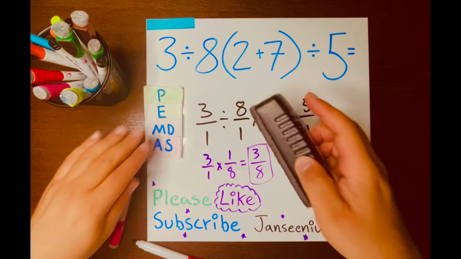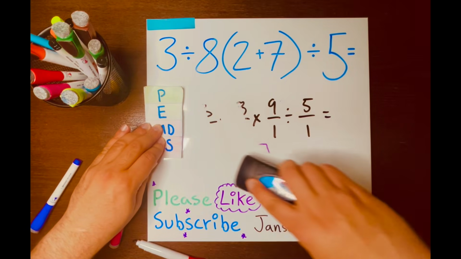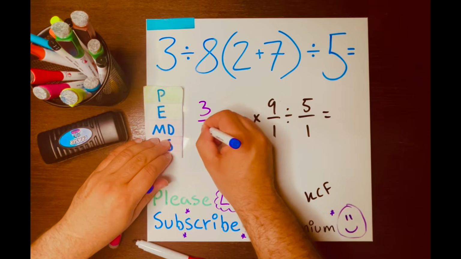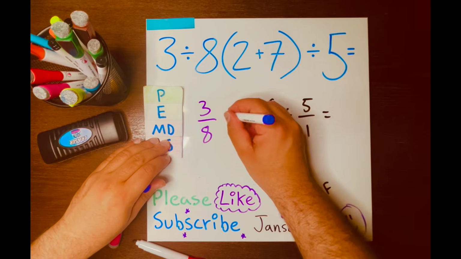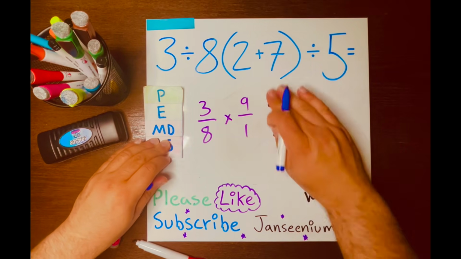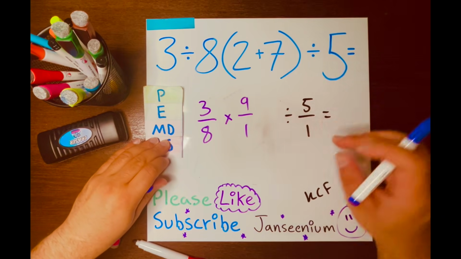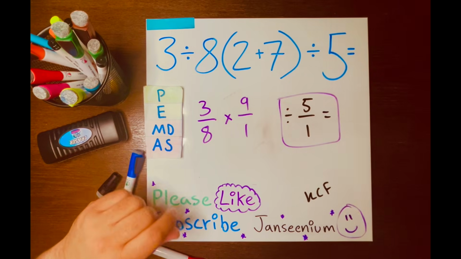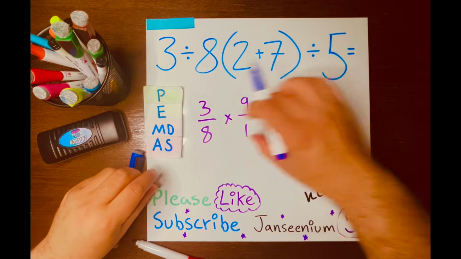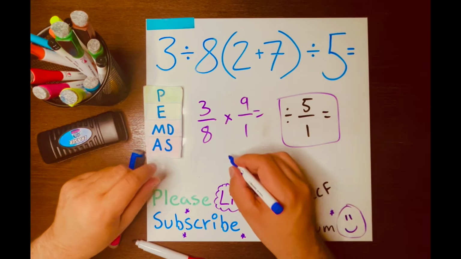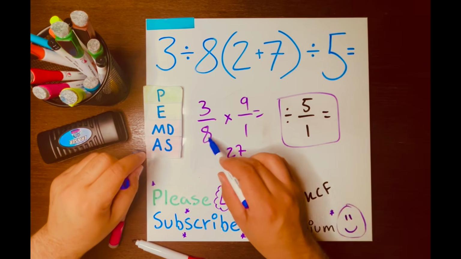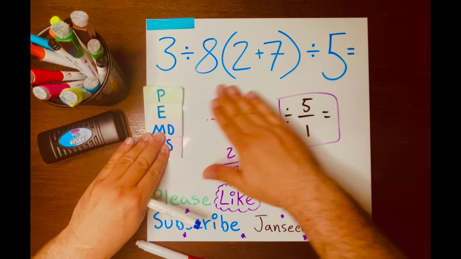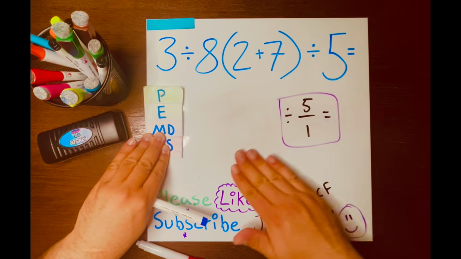And now I'll erase this part for space, and let me just write it here, 3 over 8, and then we multiply 9 over 1, which goes first. And let's put this divided by 5 over 1 to the side. Just box it up there for you. And now we're going to multiply it across. 3 times 9 is 27 over 8 times 1 is 8. And this cannot be broken down further. So now I'll erase this. So we have 27 over 8.